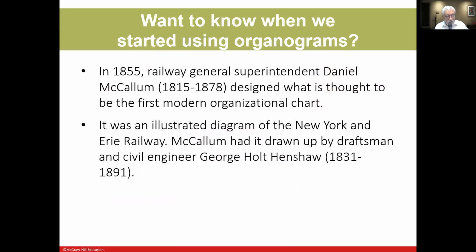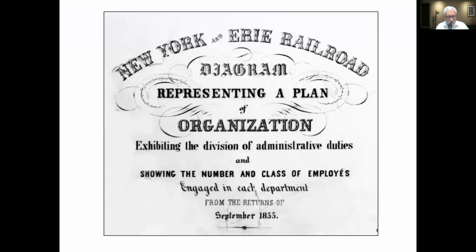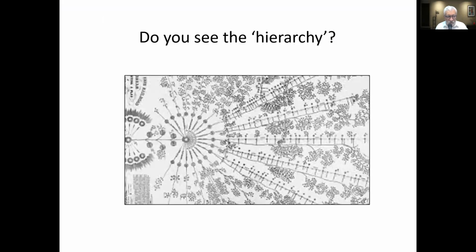Okay. Now, let me give you a history lesson. This is not as old as time itself, but it is something we can date back to 1855. And McCallum drew up this organogram for a railway, and there it is. Isn't this the most wonderful bit of history? So we're going over here to 1855, exhibiting the division of administrative duties and showing the number and class of employees engaged in each department. I think that's the most fascinating thing. And there's an illustration from it.